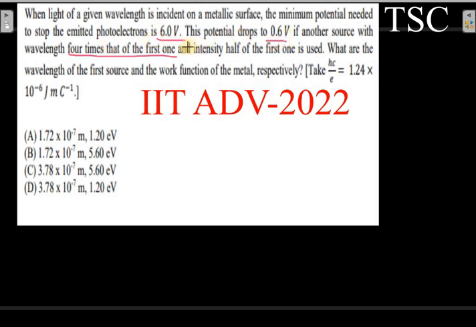एमिटेड इलेक्ट्रॉन को रोकने के लिए मिनिमम स्टॉपिंग पोटेंशियल जो है वो 6 वोल्ट है। This potential drops to 0.6 volt if another source with wavelength 4 times that of first one is used. ये पोटेंशियल जो है स्टॉपिंग पोटेंशियल 0.6 वोल्ट हो जाता है जब आप ओरिजिनल लाइट से 4 टाइम्स वेवलेंथ वाली लाइट को यूज करते हैं। What are the wavelength of the first source and the work function of the metal? Given that hc by e equal to 1.24 into 10 raised to power minus 6 joule meter coulomb minus 1.